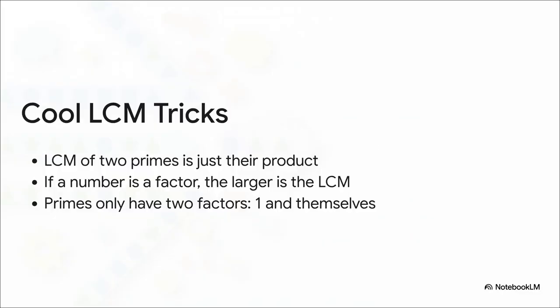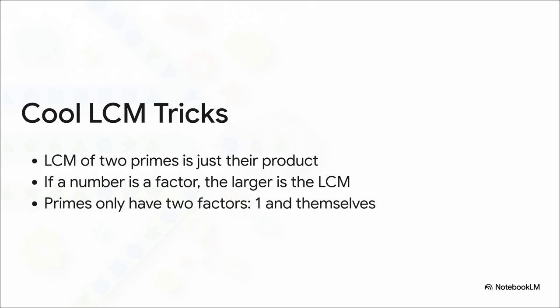For instance, prime numbers only have 2 factors, 1 and themselves. Because of this, if you ever want the LCM of 2 prime numbers like 5 and 7, you don't need to list anything at all. Just multiply them together to get 35. Also, if you're looking for the LCM of 2 numbers, and one is a perfect factor of the other, like 6 and 24, the larger number, 24, is automatically your LCM.